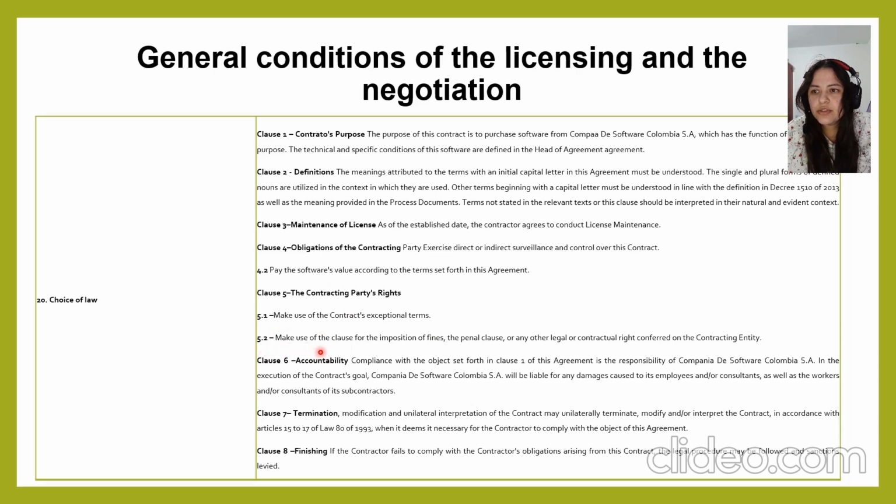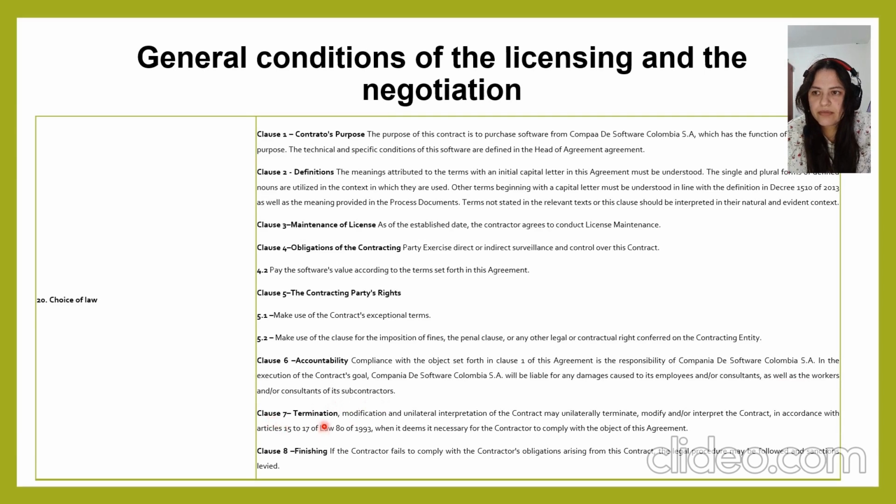5.2 Point of use clause, the penal clause, or any other legal or contractual right conferred on the contracting entity. Clauses: the company complies with the objects of the same clause and the agreements; it is responsible for the software Colombia in the execution of the contract. Software Colombia will validate the clause with its employees and consultants, as well as the workers and consultants of the subcontractors.